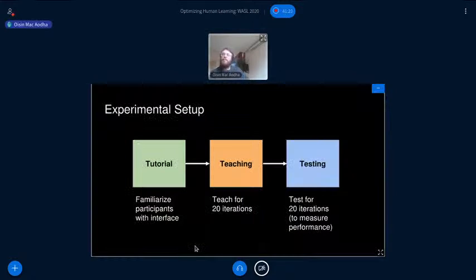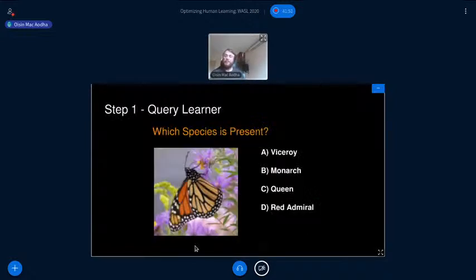Okay, so let me very briefly talk about some of the experiments that we've actually done. So the setup is that we've got now our teaching algorithm, this model of the learner, and so we perform real experiments with learners on Mechanical Turk. And so they start with the tutorial phase where they familiarize themselves with our interface, this kind of web-based teaching interface. Then we teach them for 20 iterations on a task of interest, and then we test them at the end. And so this testing is just to measure their performance, but all the results I'll show later on will be results on this testing phase.